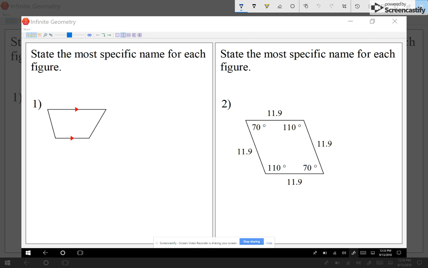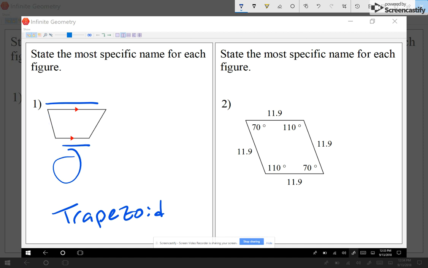Once again on this one, I'm asking you guys for the most specific name for each figure. My first example, I'm using marks only. Arrows mean parallel, slashes mean the same side. So I see that the top and the bottom are parallel, and the sides are not. As a matter of fact, if I was to extend them, they're gonna meet somewhere at the bottom. So only the top and bottom are parallel, not the other two. So that's what makes it a trapezoid.